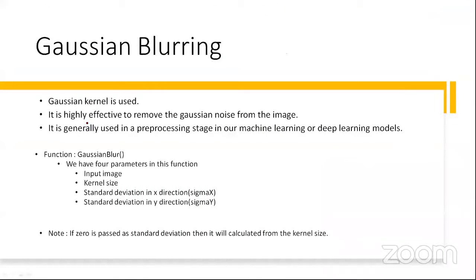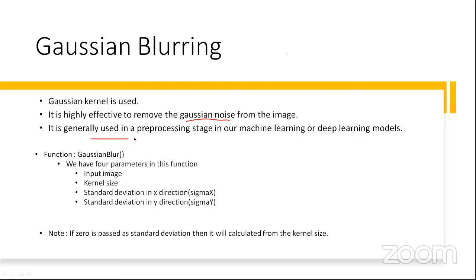Now Gaussian blurring. Let's look at the advantages of Gaussian blurring. A Gaussian kernel is used. It is highly effective to remove Gaussian noise in an image. Gaussian noise is the noise which can be generated while we do resizing. In our first case, we did the resizing of the image, and you can see that we get a lot of noise. So we can use Gaussian blurring to remove that noise.